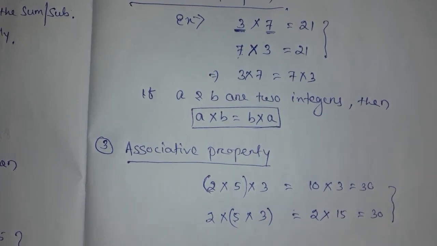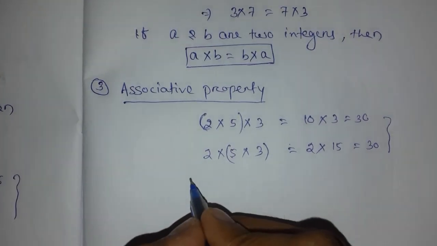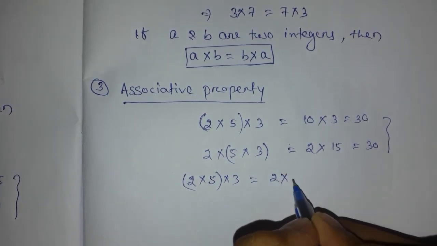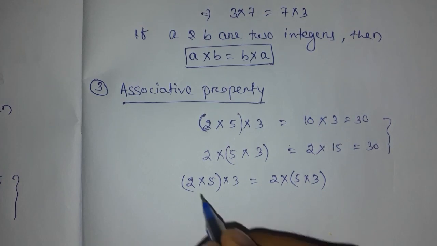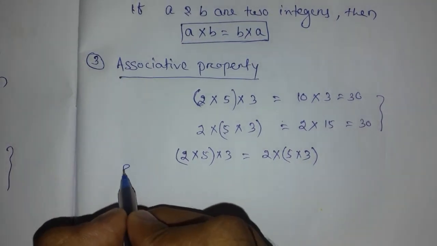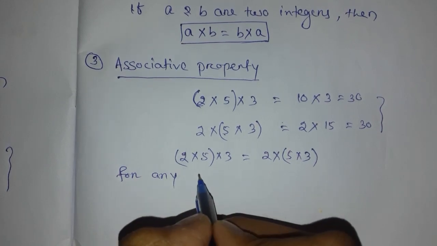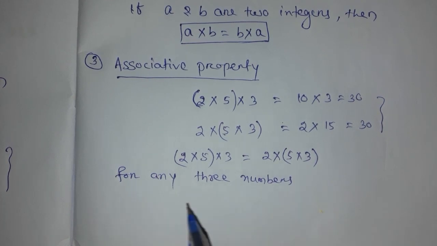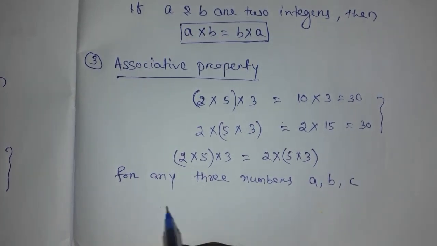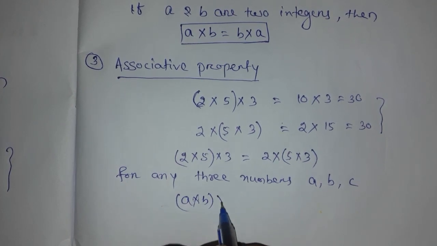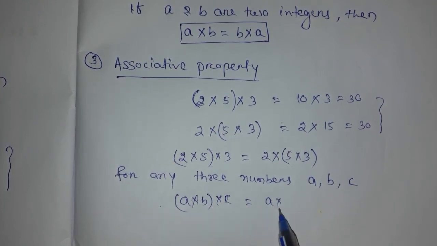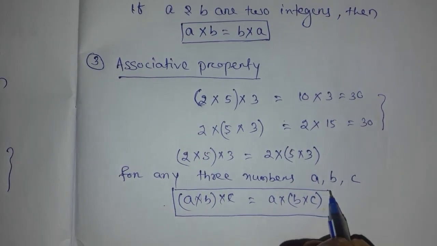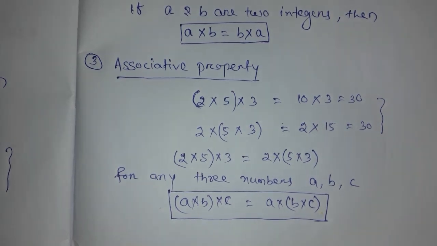In both cases I got the same result. That's why we can say (2 into 5) into 3 is equal to 2 into (5 into 3). So here I can say for any 3 numbers or integers a, b, c, (a cross b) cross c is equal to a cross (b cross c). This is the associative property.